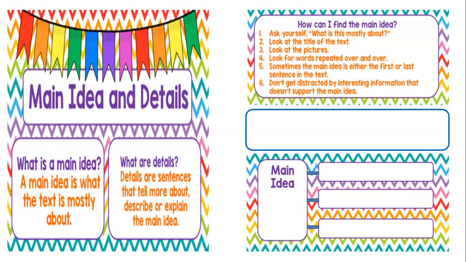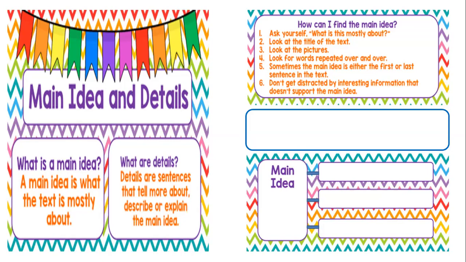Now look at the pictures. If there are pictures, they can help you. Look for words repeated over and over. Sometimes the main idea is either the first or last sentence in the text, so you can maybe find the main idea at the beginning or the last sentence. Don't get distracted by interesting information that doesn't support the main idea.